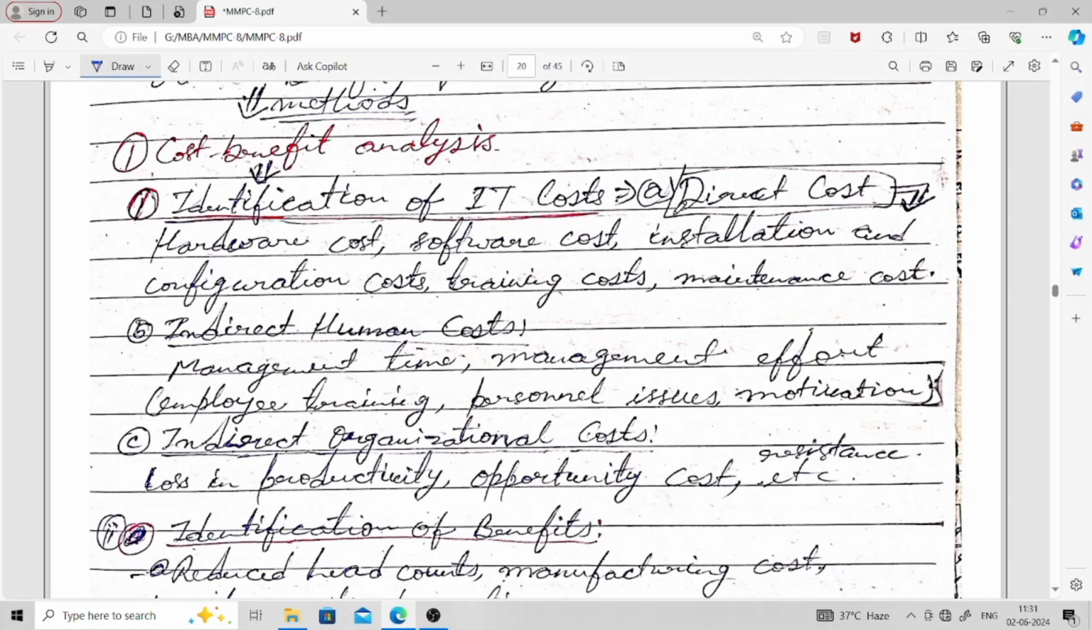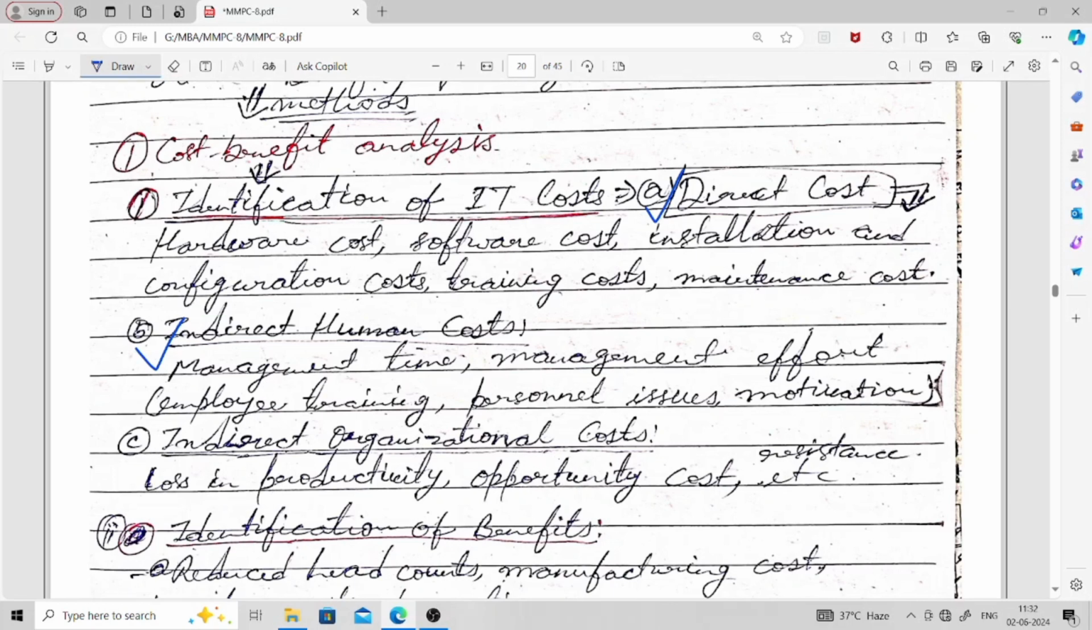And then we have the indirect cost. Indirect cost is the management time, management effort, employee training, personnel issues, motivation. So these are indirect costs. Here it is given as indirect human cost also, we can say. So here it was the direct cost, and here you have the indirect human cost, meaning the cost of the humans involved in the information system.